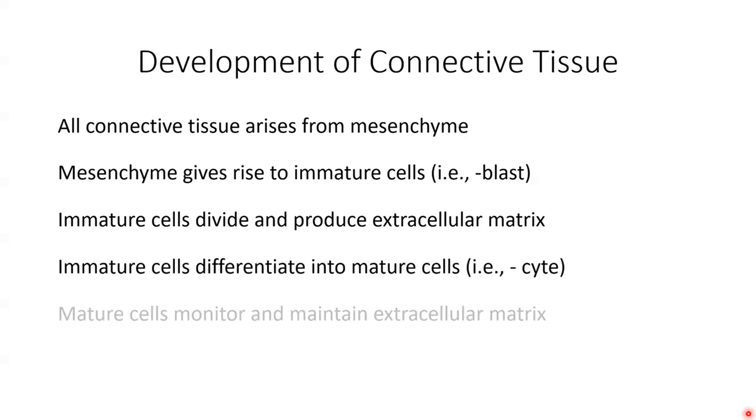For most types of connective tissue, once the extracellular matrix has been produced, the immature cells differentiate into mature cells, or develop into mature cells. Now we use the suffix "cyte." So we have fibrocytes, chondrocytes, and osteocytes, which are the mature connective tissue proper cells, cartilage cells, and bone cells, respectively. The mature cells have reduced capacity for cell division and the production of the extracellular matrix, and instead are mostly involved in the monitoring and maintenance of that extracellular matrix. So monitoring the fibres and that ground substance.